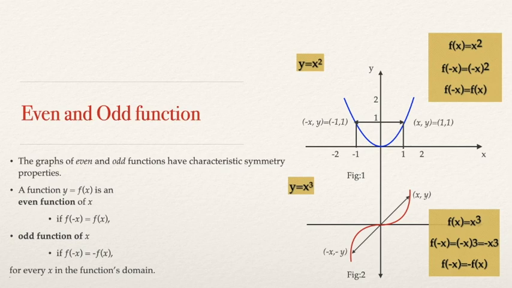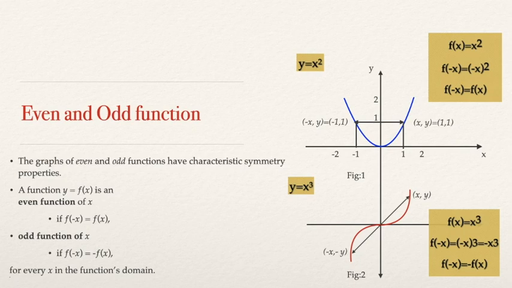By symmetry we mean, suppose in figure 1, if we choose x equal to 1, then what is the value of y equal to x square? The value of y equal to x square is 1. Similarly, if we choose x equal to minus 1, we again get the value 1. That means with respect to y-axis, this graph has a symmetry.